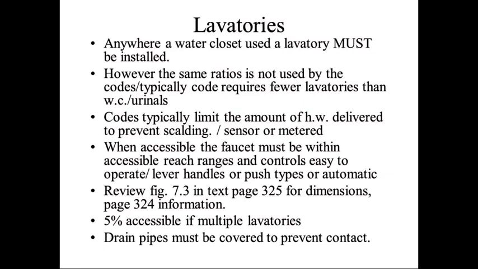Codes typically limit the amount of hot water delivered to prevent scalding. Normally there is a sensor or meter to make sure that we don't get water so hot somebody burns themselves. When accessible, the faucet must be within accessible reach ranges and controls easy to operate. And you normally have to have a lever handle or push type or automatic for the sink or lavatory. Refer to figure 7.3 in your textbook.